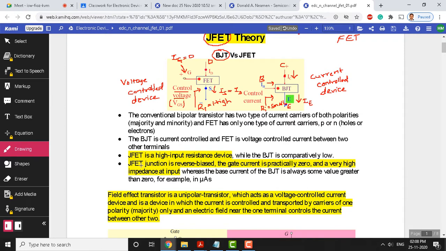Okay, so JFET junction is reverse biased. The gate current is practically 0 and there is a very high input impedance at the input, whereas base current of the BJT is always some value greater than 0. For example, it is going to be in microampere. So base current here will be in microampere always. It is not 0 as I told you already, but the gate current is going to be 0 here.